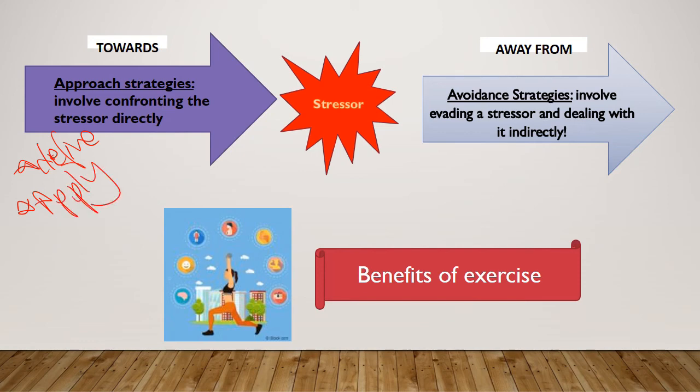Normally what we might see is a connection between these types of strategies and the transactional model of stress and coping. Okay, so in the secondary appraisal, they might actually consider what approach and avoidance strategies they have to deal with the stressor. Okay, so that's something to keep in the back of your mind.